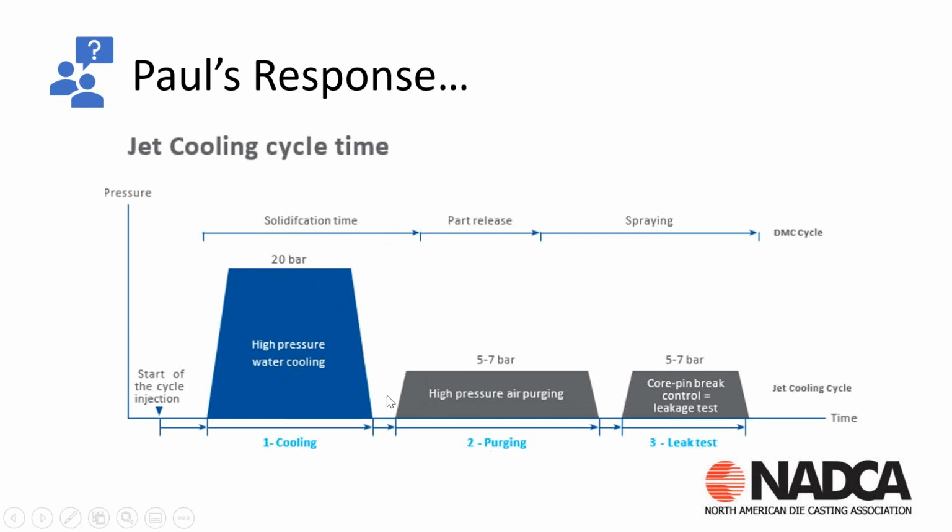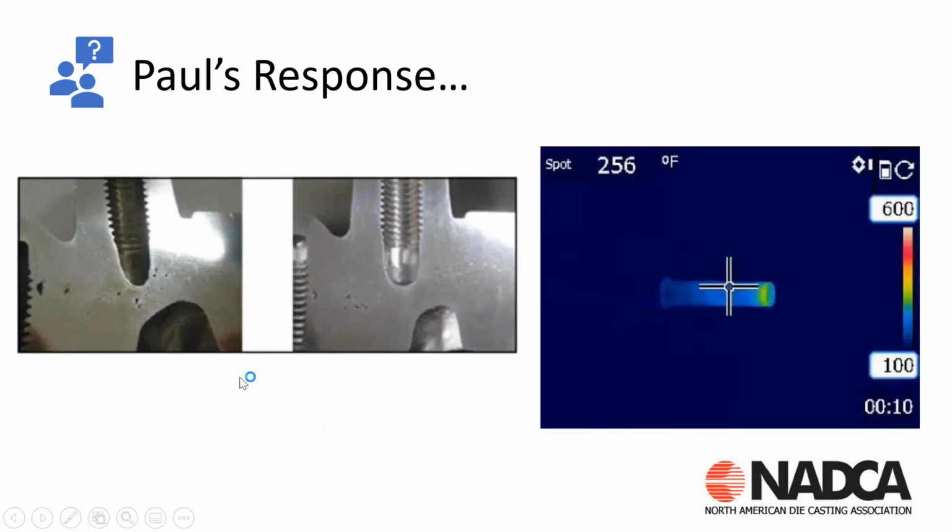Once the casting is solidified and ejects out of the mold, we then purge all the water out of the tool. So we're not continually cooling down those jet cool components. So we then purge all the water, and then some units have the ability to check for core breakage, and then the cycle starts over. We inject metal, we then cool while that solidification is taking place, we purge during ejection, check for broken cores, and then we continue the cycle.